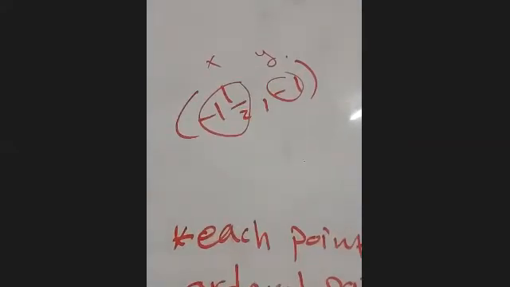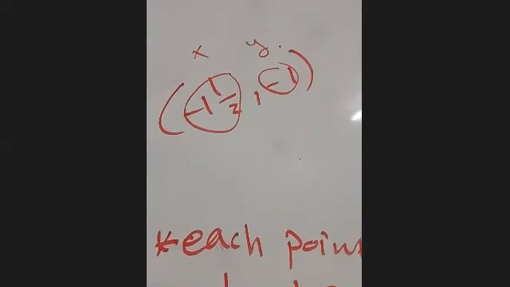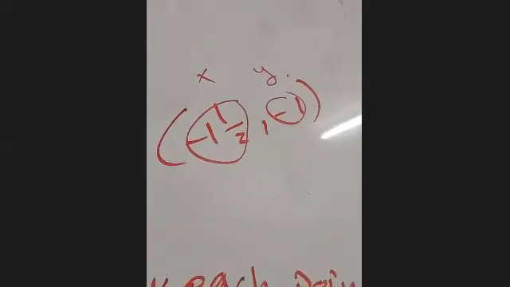Okay, what's the y value for B? Y for B is negative 1. So what will the coordinates be? Negative 1 and a half, and negative 1. Okay, so I should write this, right? Okay, thank you.